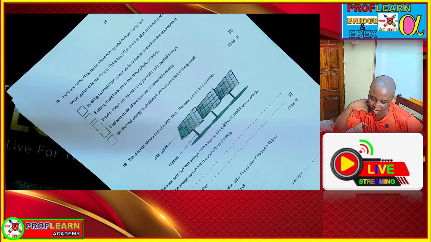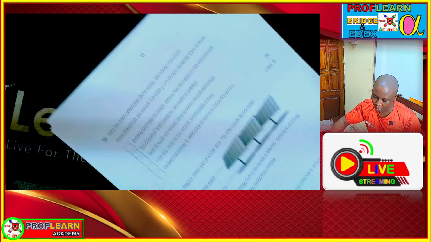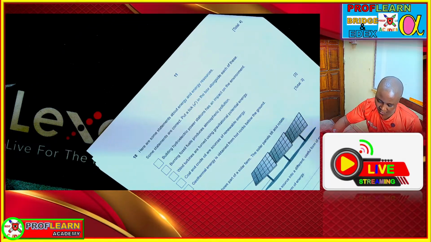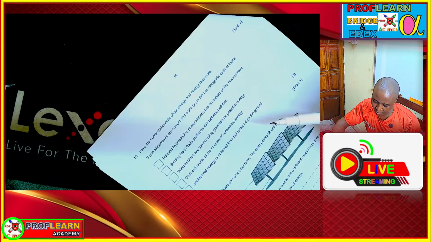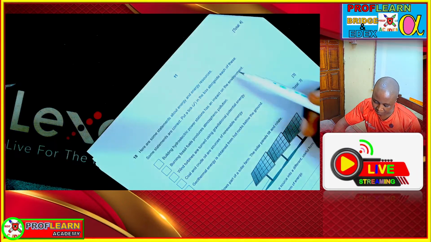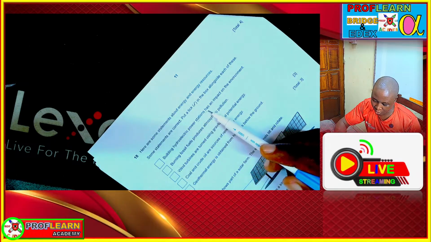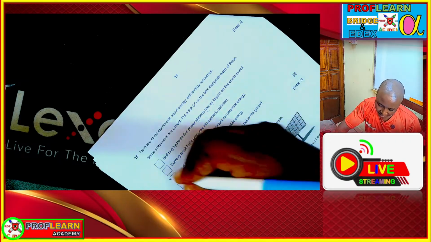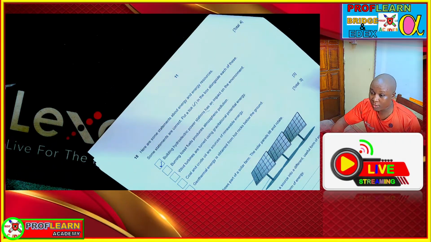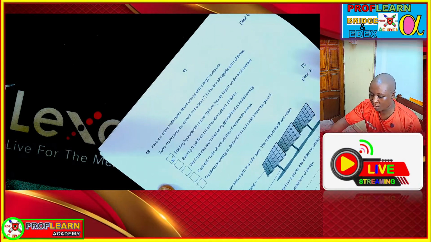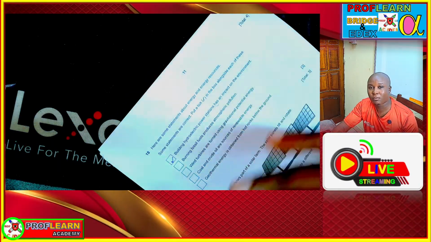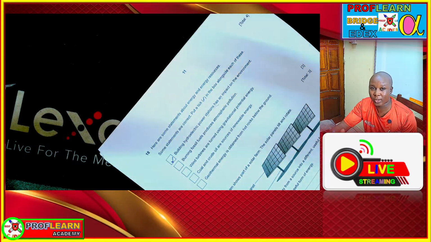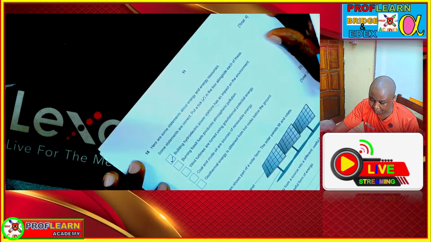Here are some statements about energy and energy resources. Some statements are correct. Put a tick in the box alongside each of these. Building a hydroelectric power station has an impact on the environment. That is true, because whenever you build power stations or dams, you destroy the ecosystem so that you can get the dam installed. Burning fossil fuels produces atmospheric pollution.